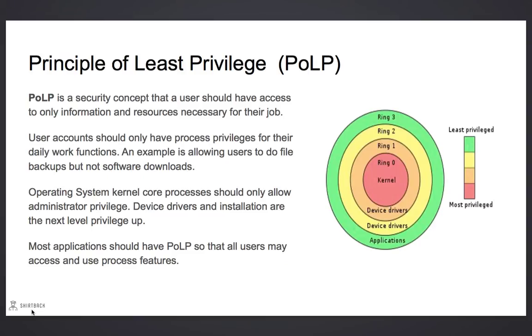Principle of least privilege is commonly abbreviated as POLP. It's a security concept that a user should have access to only the information that's necessary for their job. User accounts should only have privileges for their daily work functions. An example would be allowing users to do file backups but not software downloads.